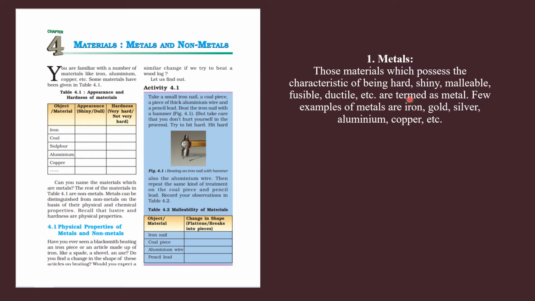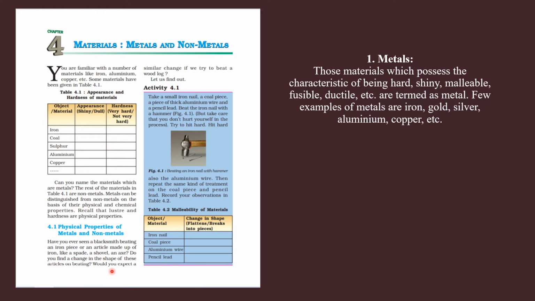characteristics such as hardness, shininess; they are malleable, fusible, ductile. All those are termed as metals, for example iron, gold, silver. Just see the physical properties of metals and non-metals. Have you ever seen a blacksmith beating an iron piece or an article made of iron, like a spade, shovel, axe? How can the shape of these articles change on beating?